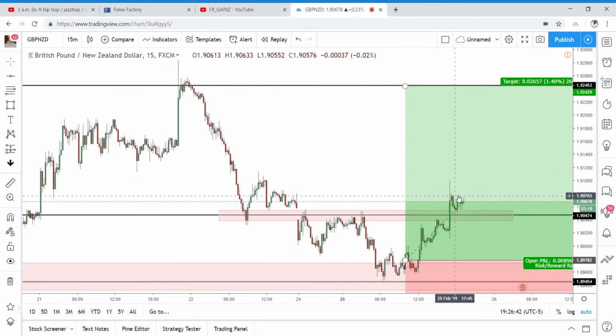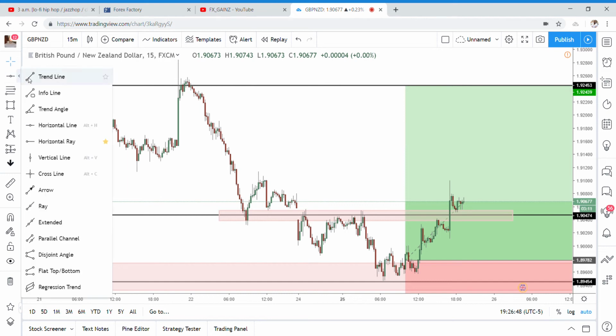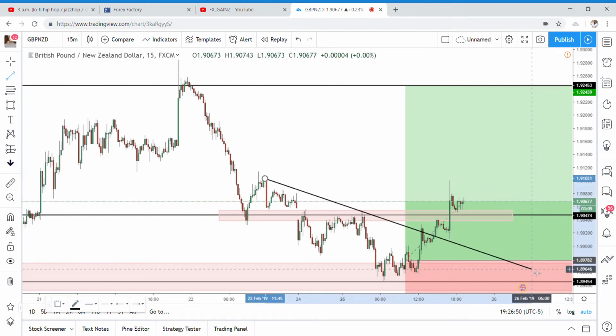Let's see how this goes. Unless the market completely goes against me, then at that point I lose. There's nothing I can do about that. And that's just the way the market goes. But so far, so good.